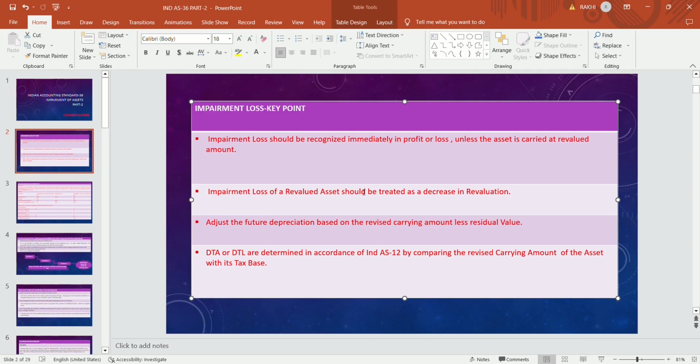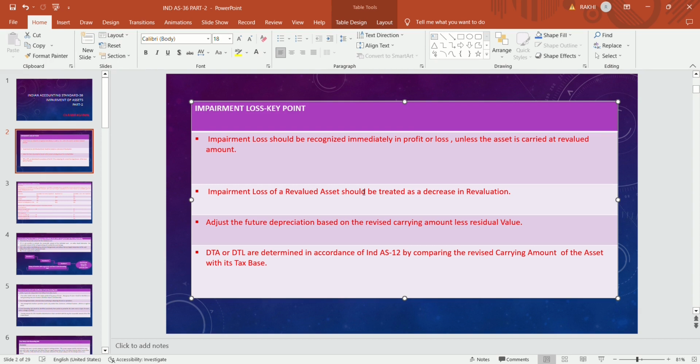So let's start. Now we will discuss the impairment loss key points. Firstly, impairment loss should be recognized immediately in profit or loss unless the asset is carried at a revalued amount. Impairment loss of a revalued asset should be treated as a decrease in revaluation. In case of revaluation, if there is an impairment, then that loss is to be treated as a decrease in revaluation. And if it is other than revaluation, if there is impairment, then it should be charged directly to the P&L.